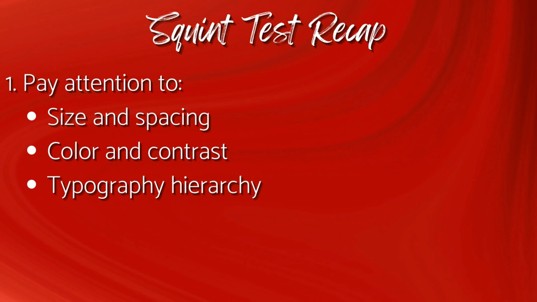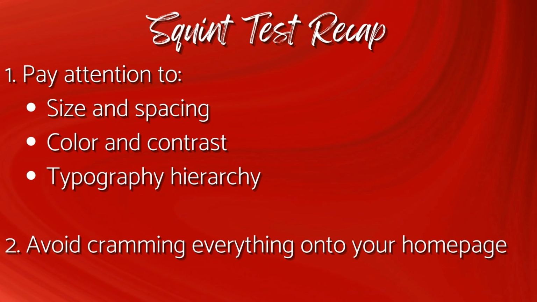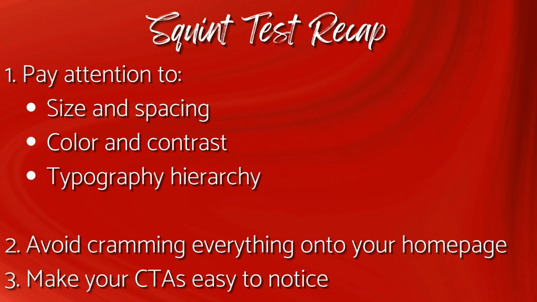So let's recap what we've covered here. The squint test is your new secret weapon for ensuring your content guides attention exactly where you need it. Remember the 3 key things to watch for: size and spacing, color and contrast, and typography hierarchy. You should apply this technique to your website, your social media posts, email campaigns, and content marketing materials. And whatever you do, avoid cramming everything onto your homepage and make sure your calls to action are visible even when squinting.